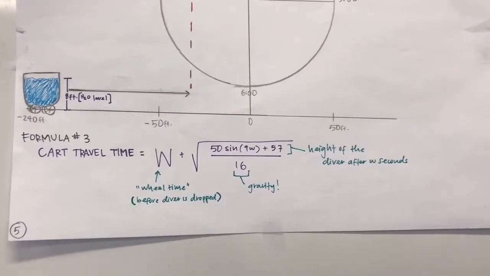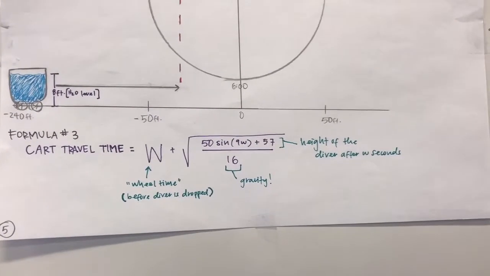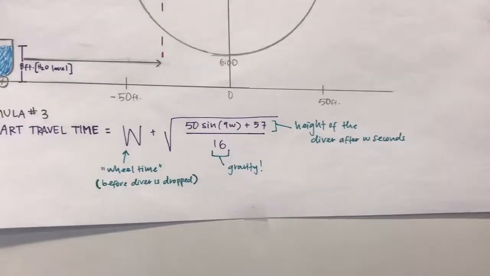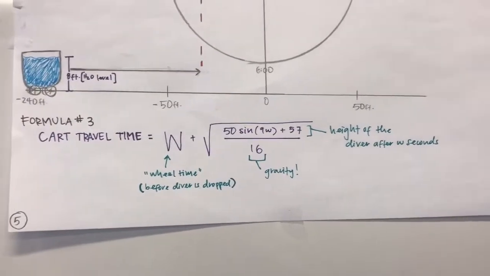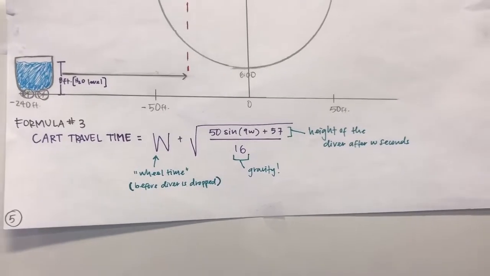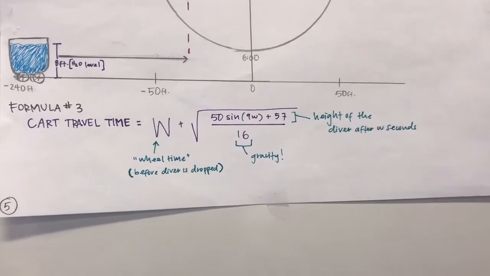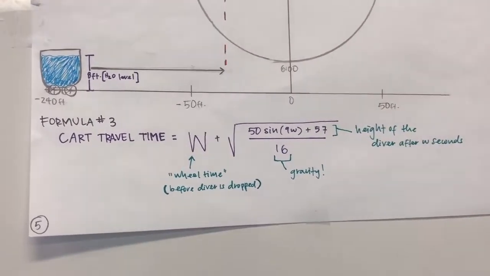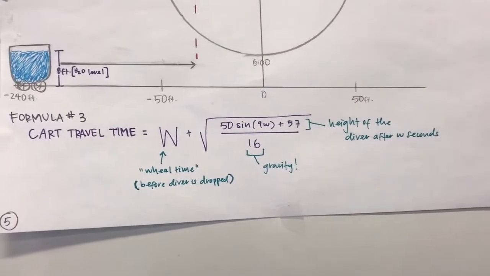The whole point of the unit problem was to figure out the exact time that the assistant lets the diver go. But we have to keep in mind that the cart is moving. If the cart begins moving when the Ferris wheel passes the 3 o'clock position, the formula that we came up with to represent how much time the cart would travel for was w + square root of h over 16. This shows that the wheel time is added to the falling time of the diver.